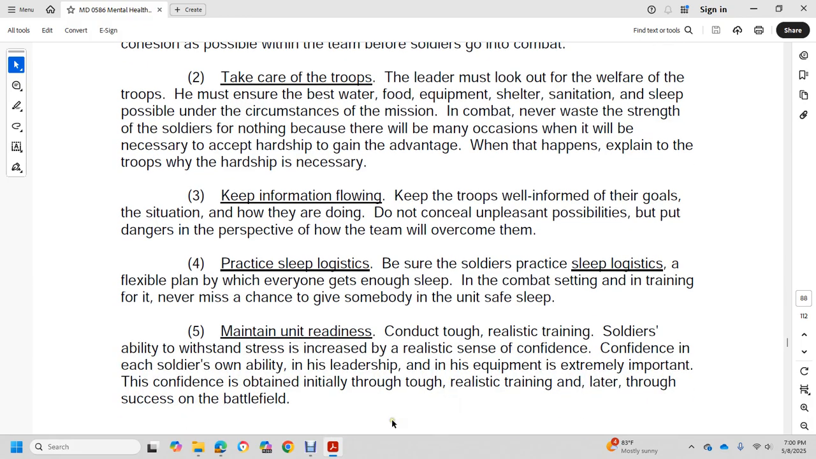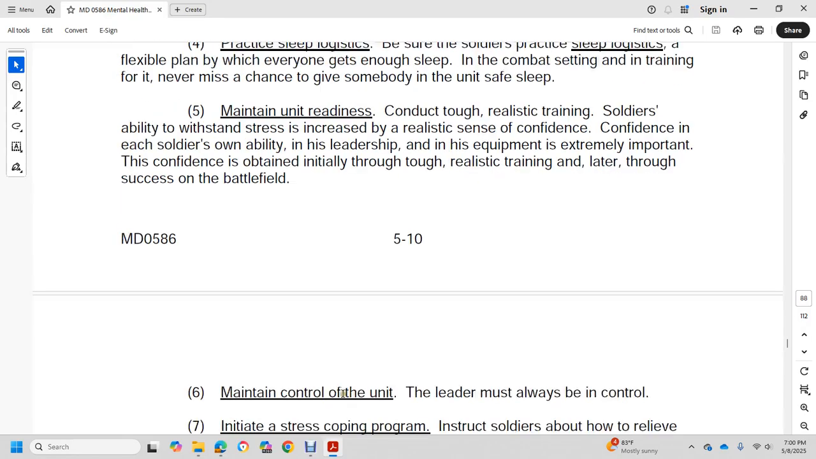Maintain unit readiness. Conduct tough, realistic training. Soldiers' ability to withstand stress and their realistic sense of confidence in each other, their own ability, their leadership, and their equipment is extremely important. Competence is obtained initially through tough, realistic training and later through success on the battlefield.